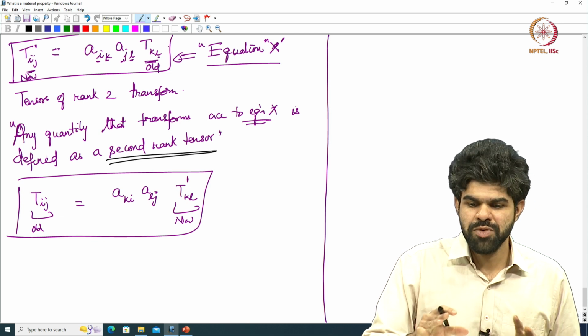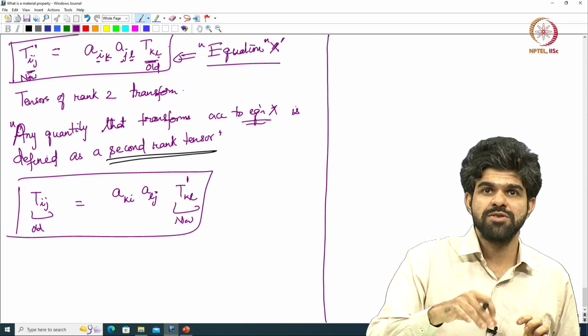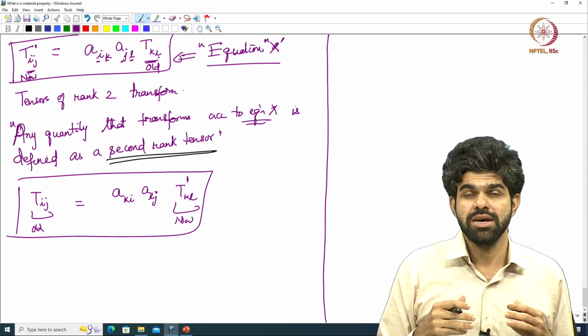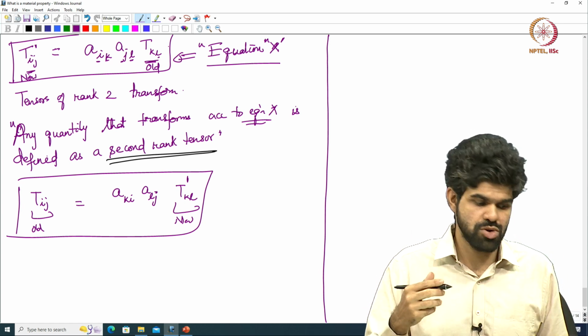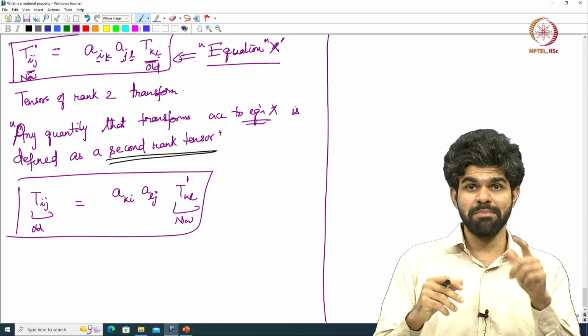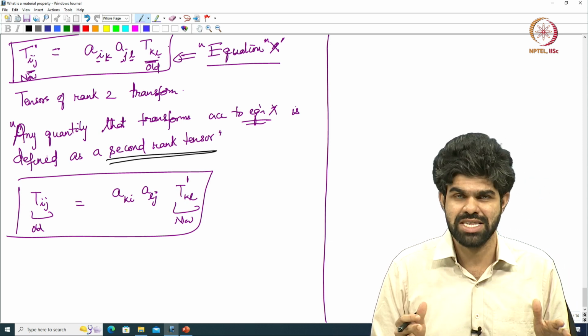So, if any quantity transforms using these equations, you call that a tensor, a second rank tensor. I am flipping this mathematics back and actually defining the tensor this way.